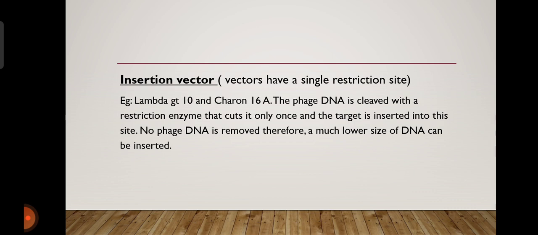Lytic cycle of bacteriophage, which is also commonly referred to as the reproductive cycle of bacteriophage. There are 6 stages in the lytic cycle. The 6 stages are attachment, penetration, transcription, biosynthesis, maturation and lysis.